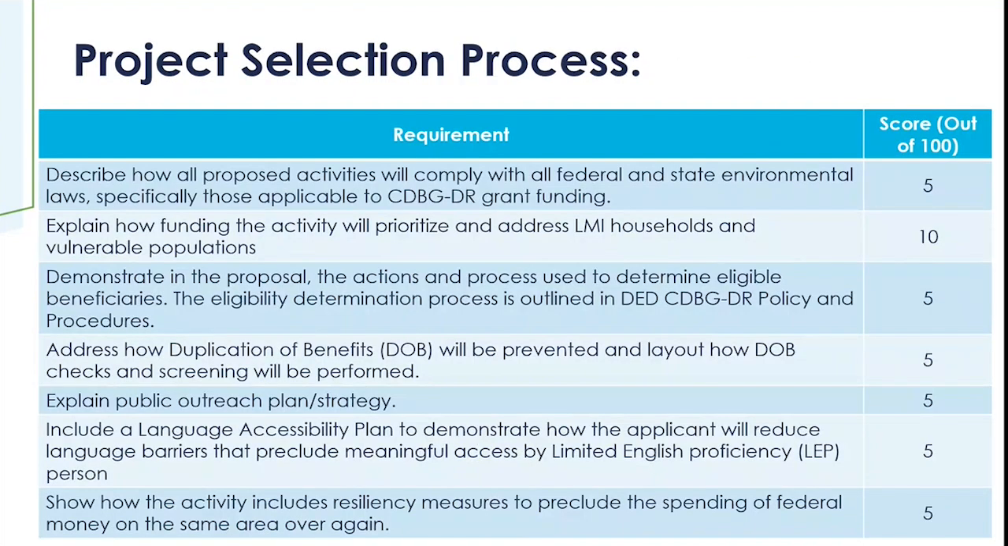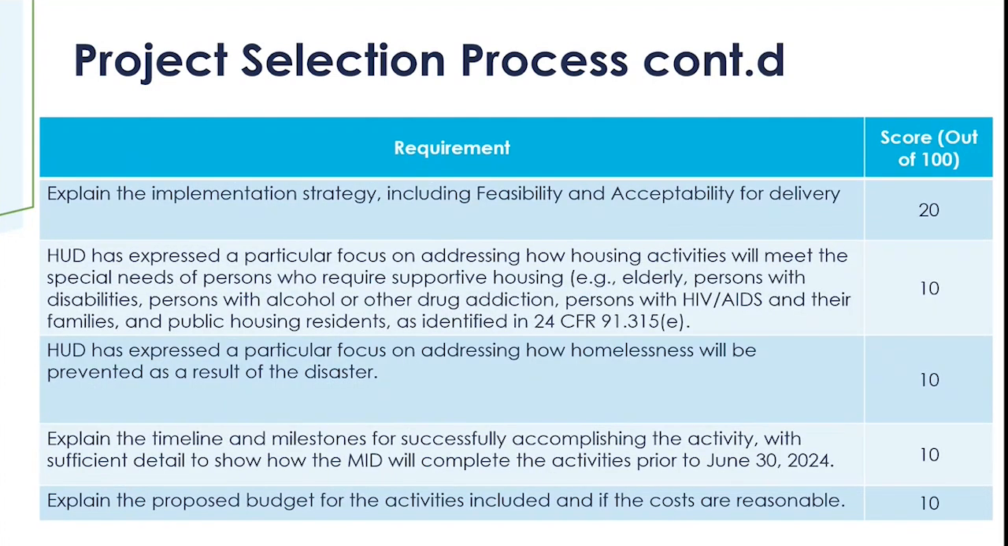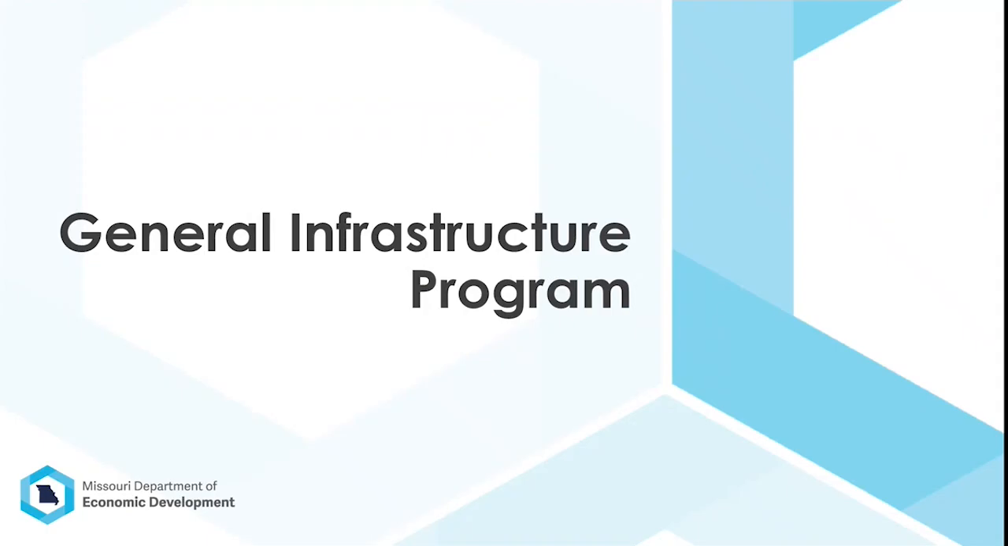DED has established and published criteria for evaluation of project proposals, and they use a 100-point scale. These next two slides represent each of those criteria, and again, they're listed in the state action plan. So these last two slides represent the conclusion of the infrastructure and supportive housing category. And we will move next into the general infrastructure category.